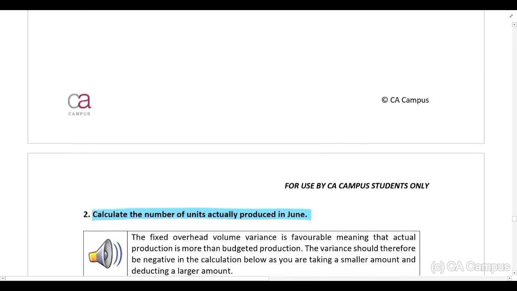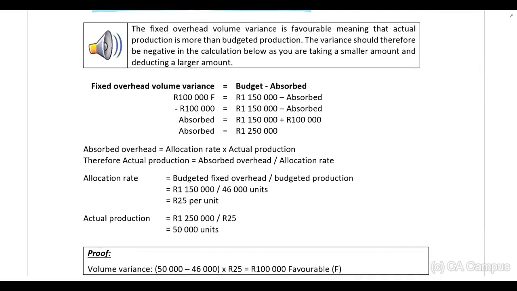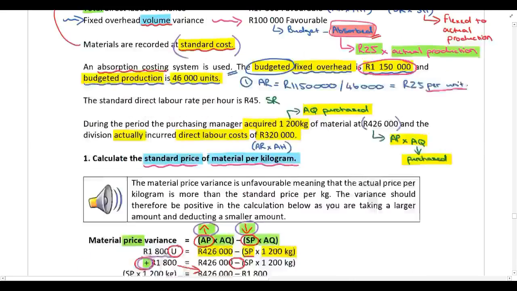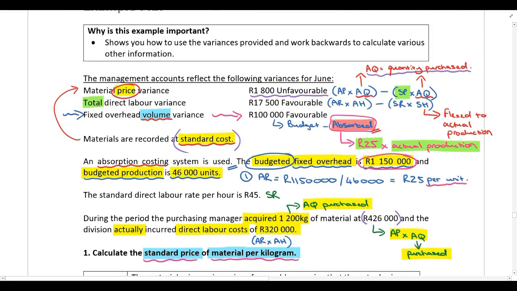So first, write down the formula. How do we calculate the fixed overhead volume variance? It's the difference between the budgeted cost and the absorbed cost. Then input all of the information. We know that the variance is 100,000 Rand favorable. We know that the budgeted fixed overhead is 1,150,000. So we can work backwards and we can calculate the absorbed fixed overhead. That's going to be the unknown.